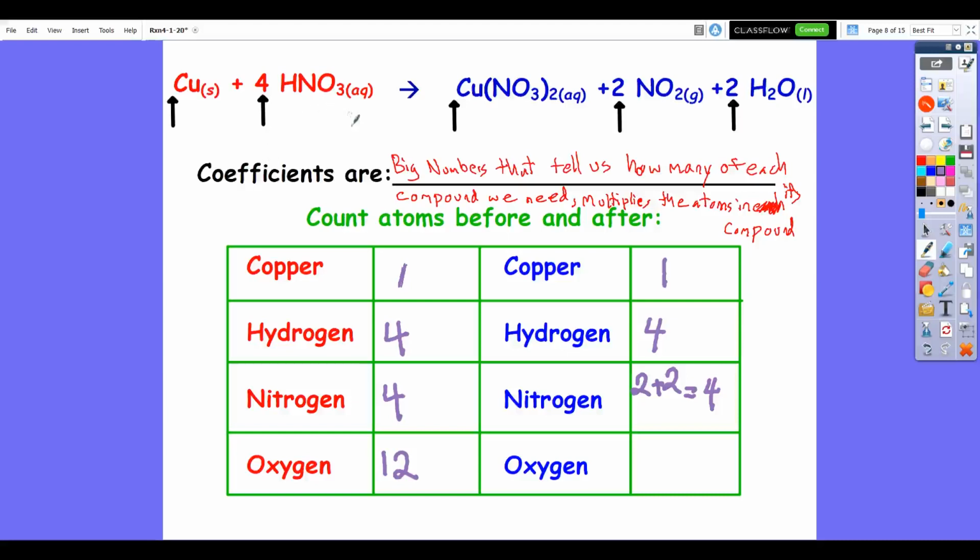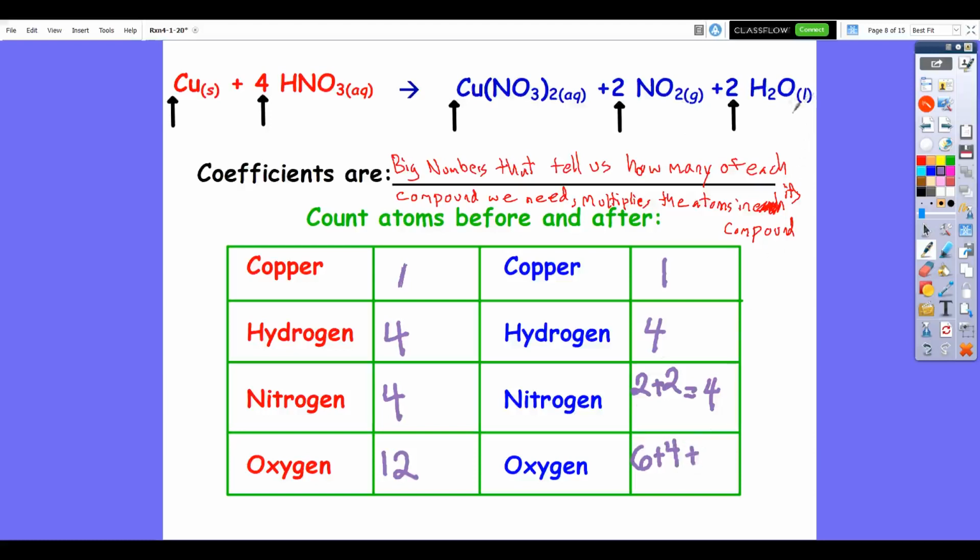Sorry, a total of 4 times 3 oxygens, so I have a total of 12 oxygens. Then on the product side, I have 3 oxygens per nitrate, 2 nitrates per compound, so 2 times 3 gives me 6. 6 times my coefficient of 1 gives me 6 oxygens. Then I've got more oxygens here, 2 oxygens per compound, but my coefficient is a 2, so 2 times 2 gives me 4.